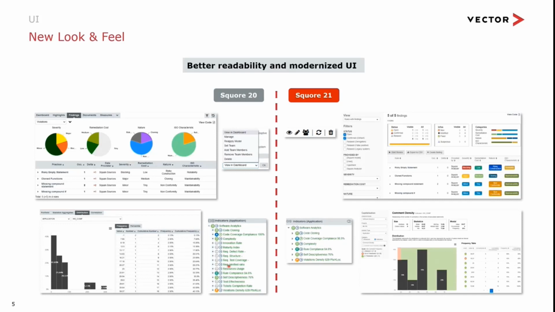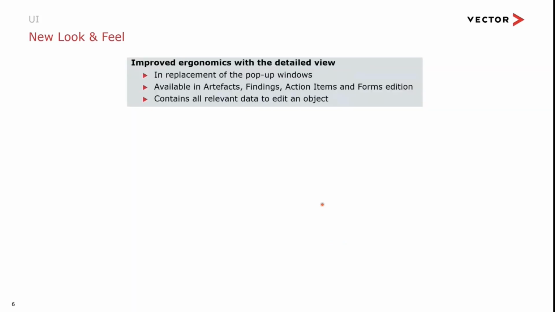This is the same at the bottom here. This is the same rating, actually, but there's a big difference because the one on the right in Squore 21, we have simplified this rating to only the indicators that really make sense for the current context. So it's a way of decluttering the UI a little. This is something we did also in Squore 21.